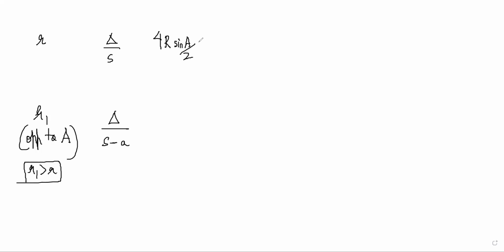So the other versions are these: sine b by 2, sine c by 2, and here it will be 4R. There will be one sine and two cosines: cos b by 2, cos c by 2. One sine and two cosines. Why is that?